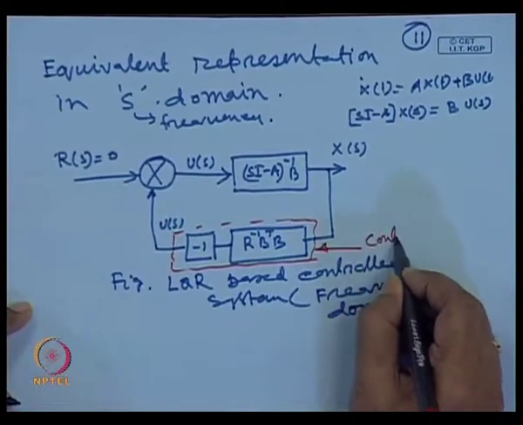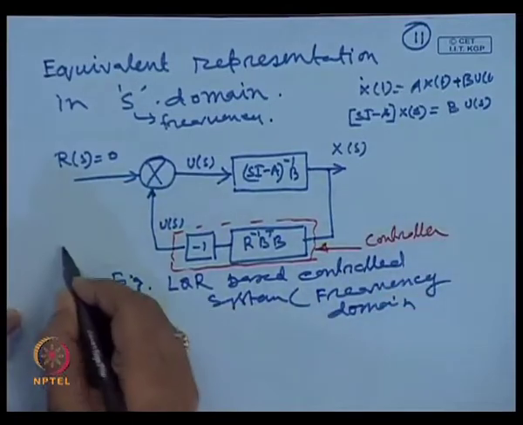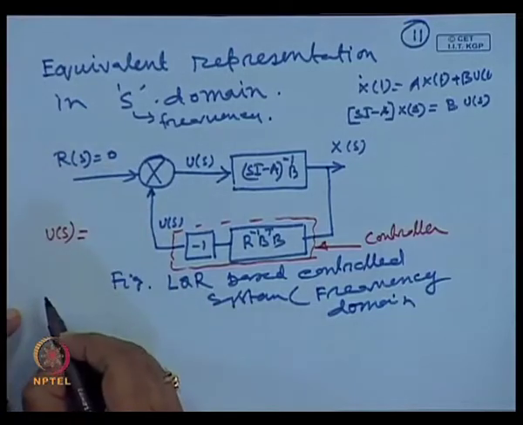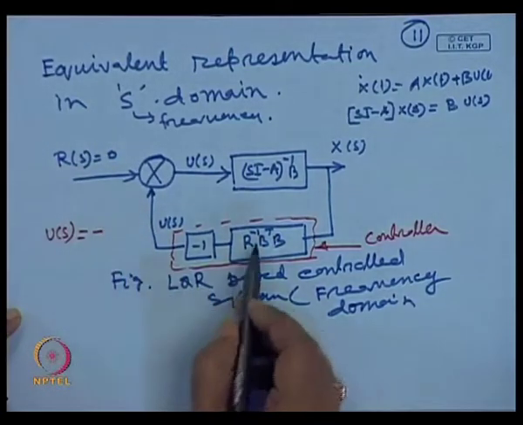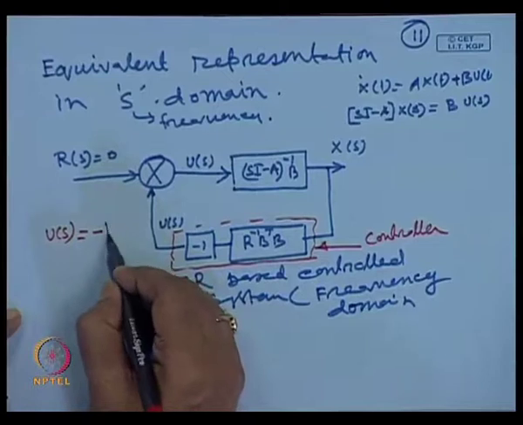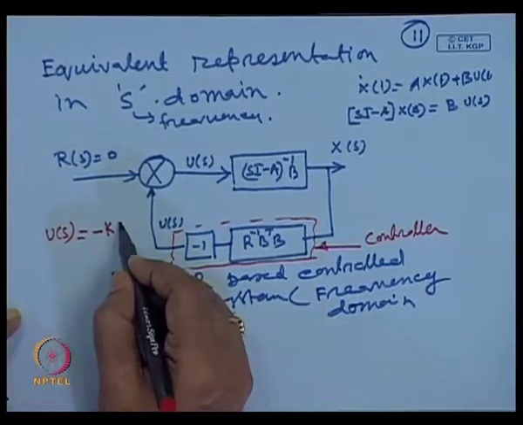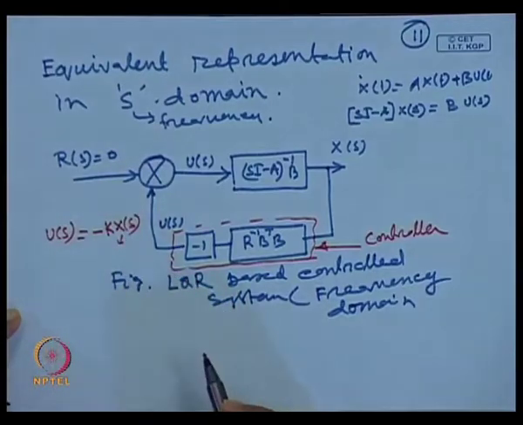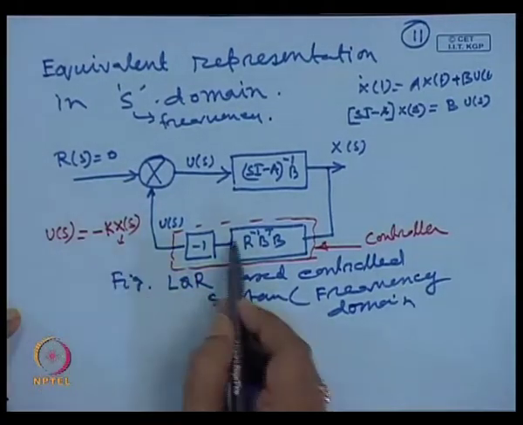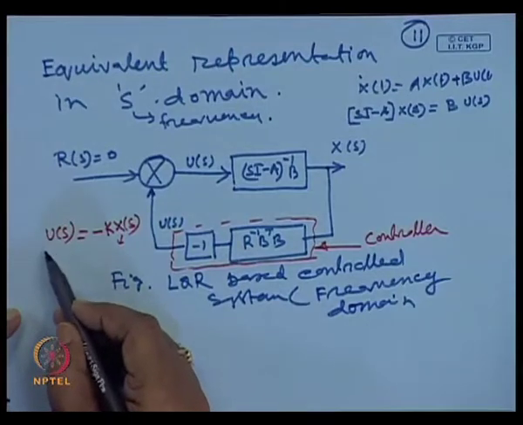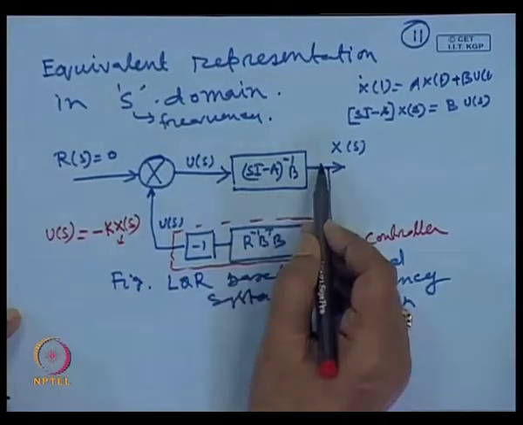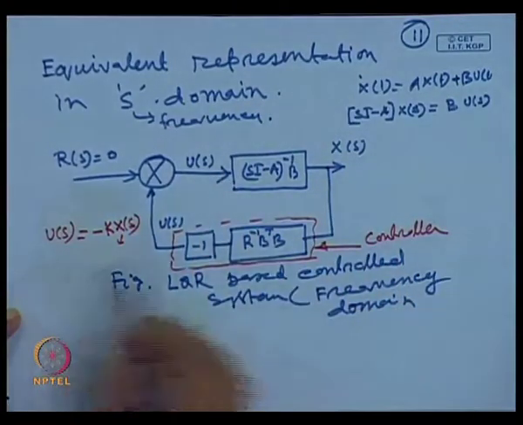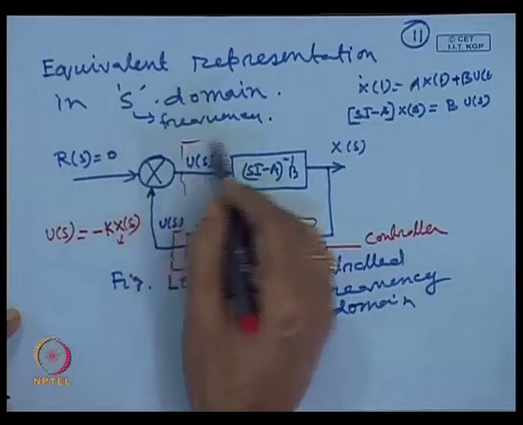And how is the controller related? u of s is equal to minus K, a constant matrix, multiplied by our input x of s. This is the input, and this is the output from the controller. u of s is the output from the controller, and x is the output of the plant, with input to the plant u of s. So this is our controller, and this is our plant.